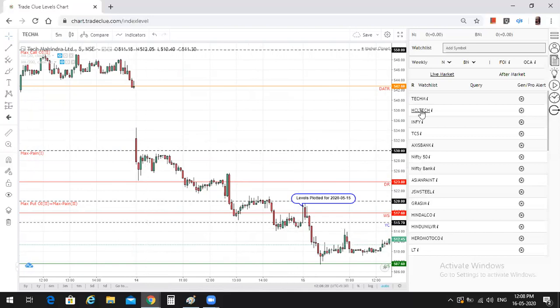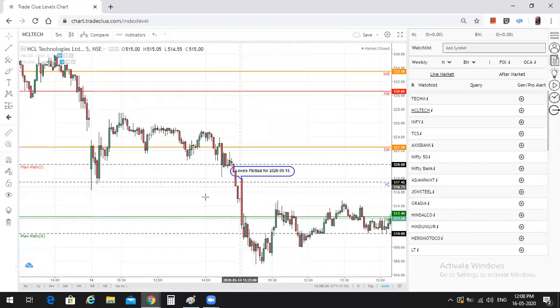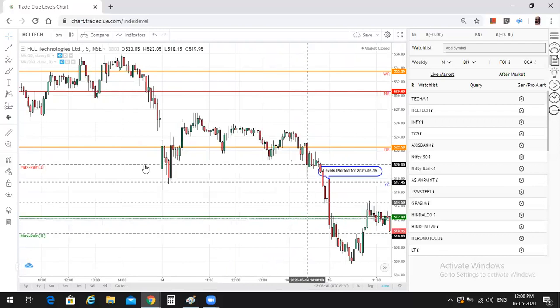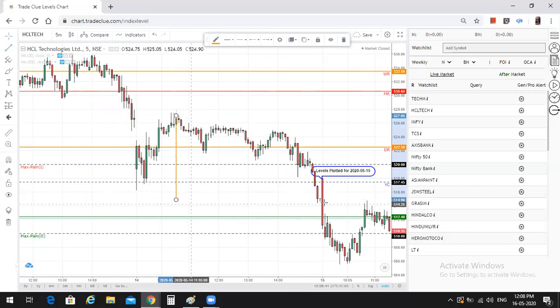Let's go for HCL Tech. Again, we can see a good red candle which has come. This would be interesting, because the day's high is somewhere over here, right? And if I go down to the day's low, that is also the close. That is also interesting, where the price has closed at the day's low price itself.